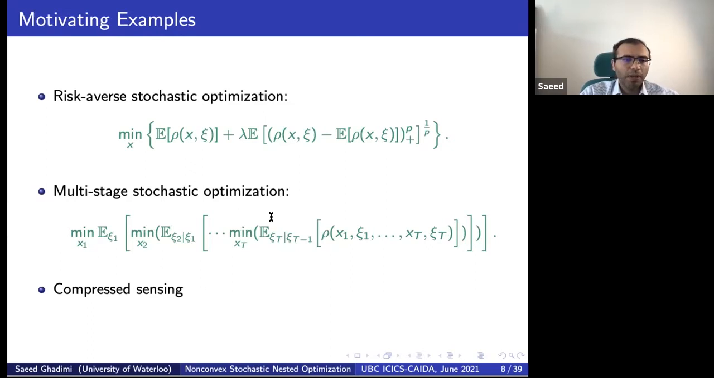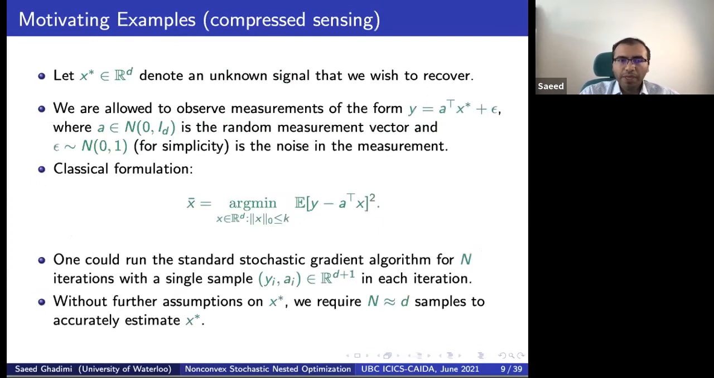And the last example is compressed sensing. So assume that X star is an unknown signal that we wish to recover, and we are allowed to observe measurements of the form, for example, y equals A transpose X star plus some noise. So the classical formulation is we want to minimize the expectation of this error, y minus A transpose X squared, assuming that, for example, the norm 0 of X is bounded by K.